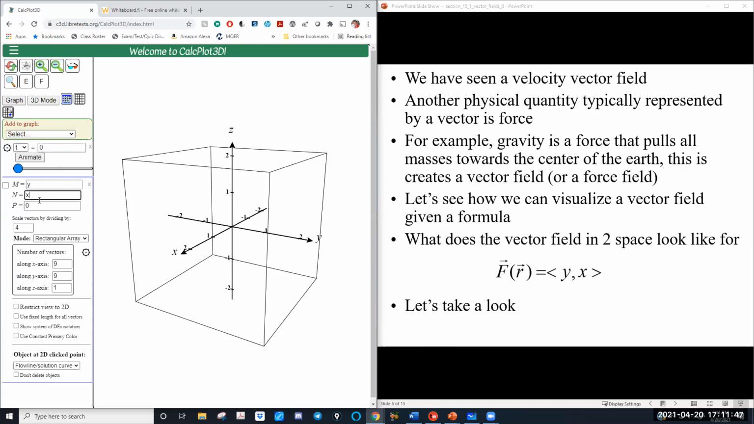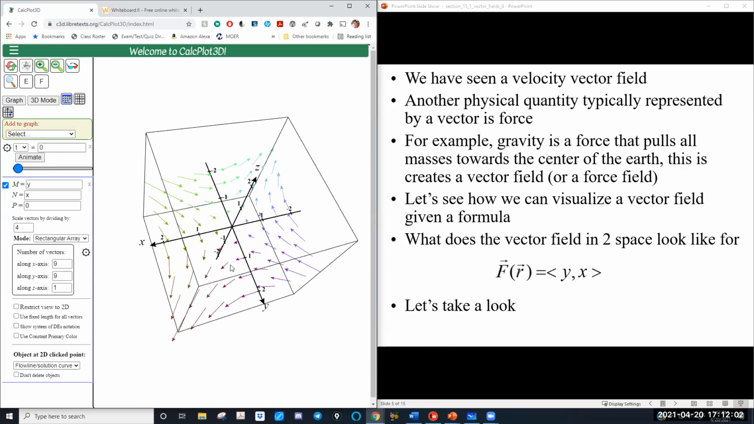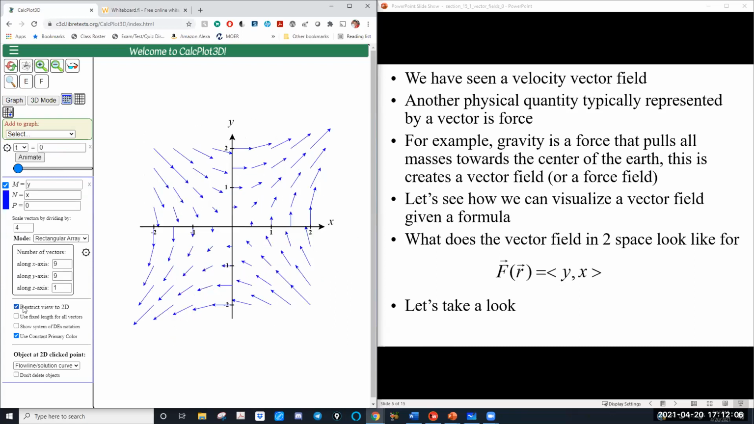And I'll show you a couple different things that are pretty cool that this can do. Now, here's our vector field. Notice the z component, the k component, excuse me, the third component is 0, which is why it's only in the xy plane. So let's restrict our view to 2D.